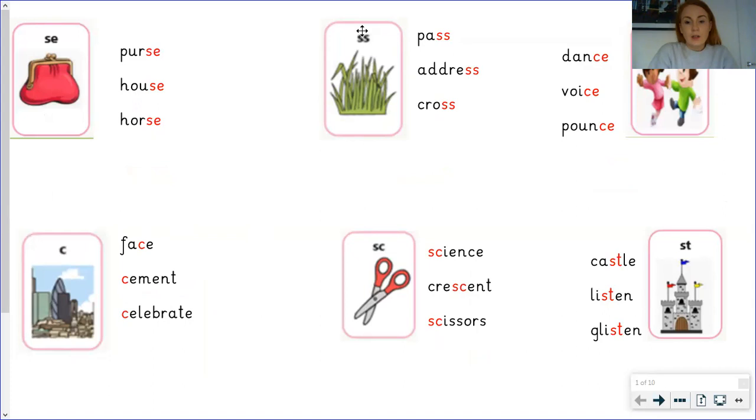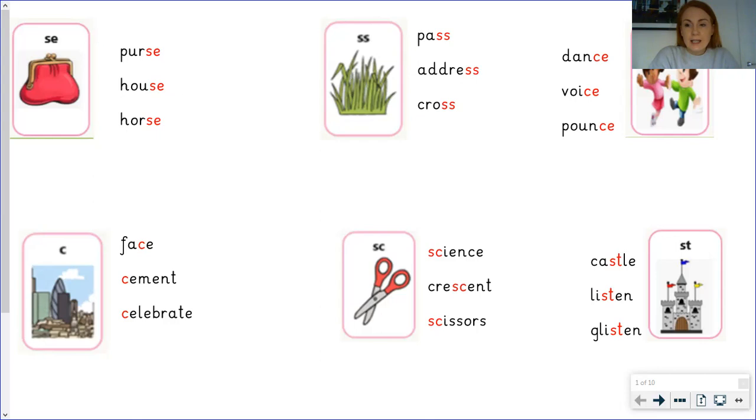How did you get along with that? So let's have a go together. So I can see already that I've got two digraphs here. So I've got a p, s, purse. This is just a sound. And then we've got house, house, and horse, horse. And we've got our double S, which we're quite familiar with. Pass, pass, address, address, and cross, cross.